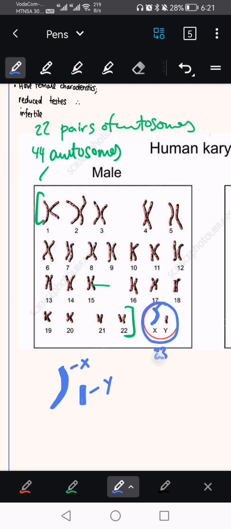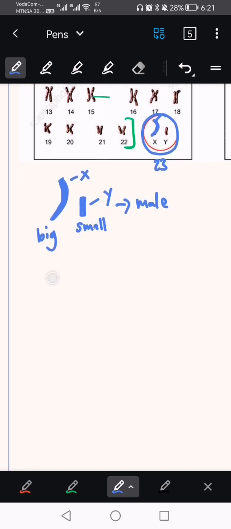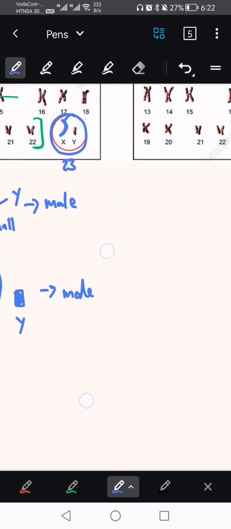Remember, this is the 23rd pair. The big one is the X. The small one is the Y. So because it's a big one and a small one, this is a male. Even in the odd case that I showed you, where it will have a big one and a small one, remember the big ones are always X. This is still a male because of the presence of a Y. Please keep that in mind.